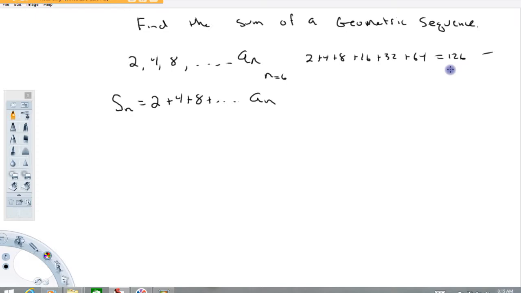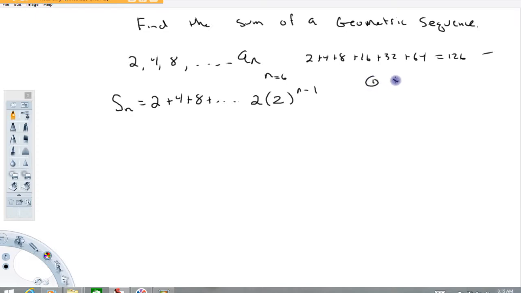So what I'm going to do here is take this and replace that a sub n with a formula for a sub n. And that a sub n, because it's geometric, is going to equal 2 times r, and the r you can get by taking the ratio, which is 2, to the n minus 1. So I'm going to show you a couple little tricks for finding the sum, and it's kind of a three-step process.